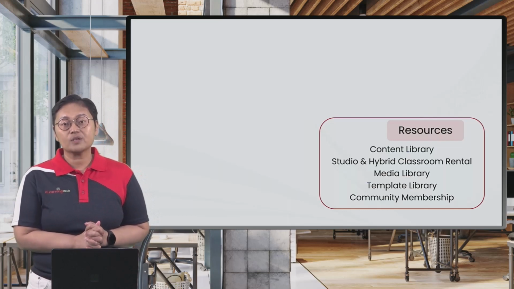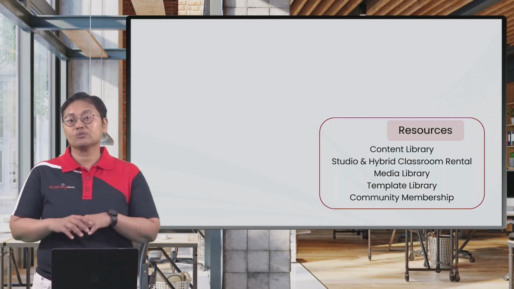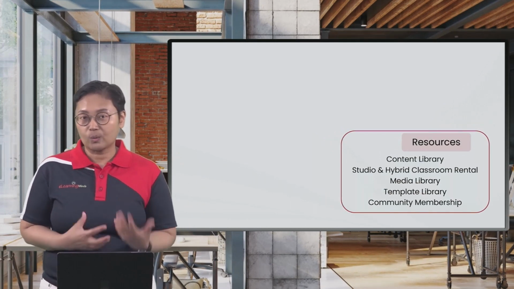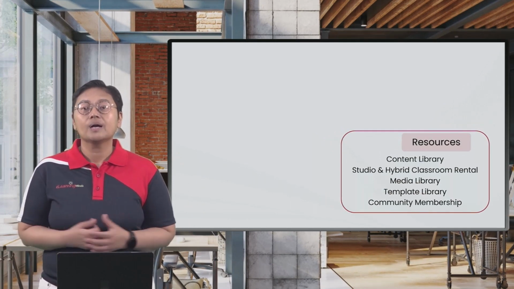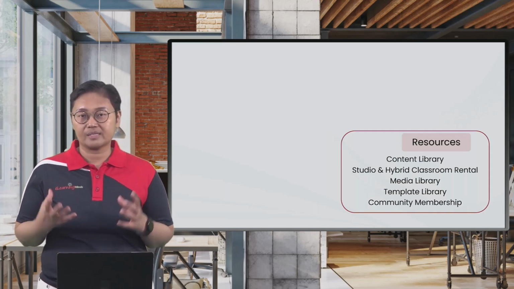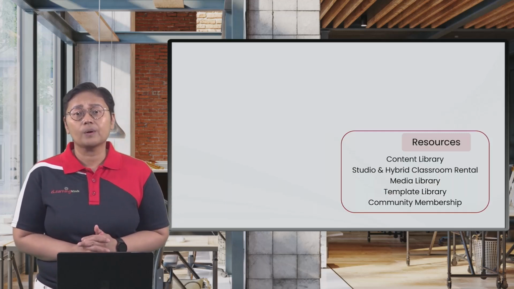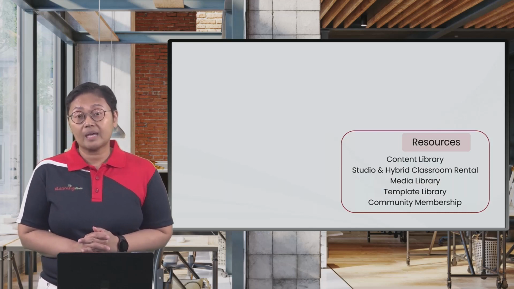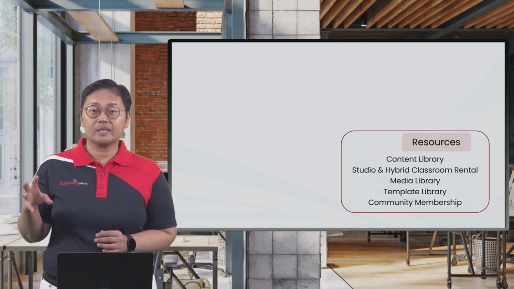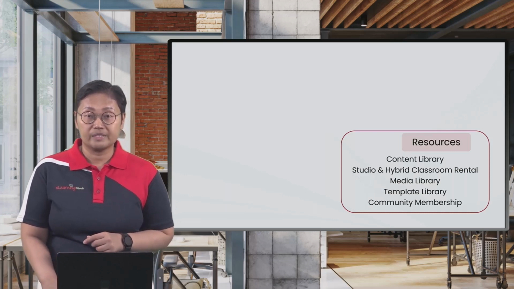Then of course we have a studio and hybrid classroom to rent. If you want to do any of this, it doesn't mean that you need to invest in building a studio that you only use one or two times. You can always look for one available for rent. So you just bring in your material, you record, and then you just take the MP4 file as the outcome. And as for the media library and template library, we can just access whatever is available, then use it in our own content. And the last one is community membership.